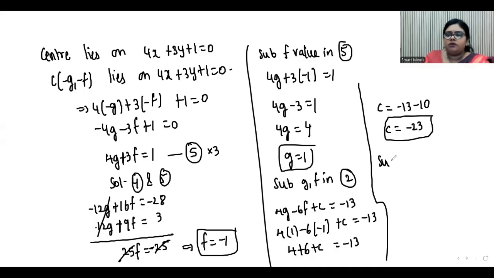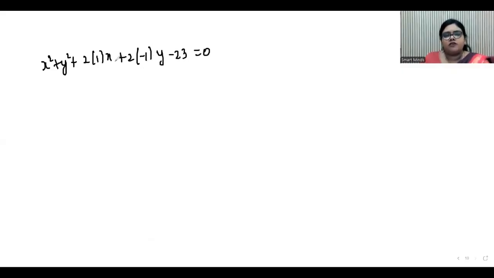Now we will substitute g, f, c in equation number 1. So you will get x square plus y square plus 2gx plus 2fy plus c. In the place of g I substituted 1, in the place of f I substituted minus 1 and in the place of c I substituted minus 23. So you get x square plus y square plus 2x minus 2y minus 23 equals to 0. This is the final answer.